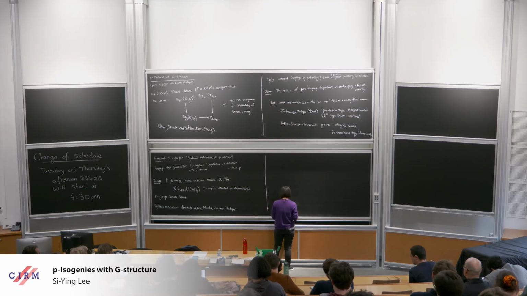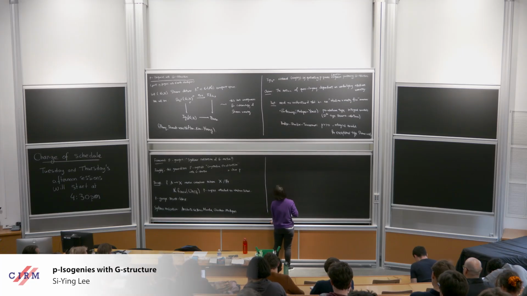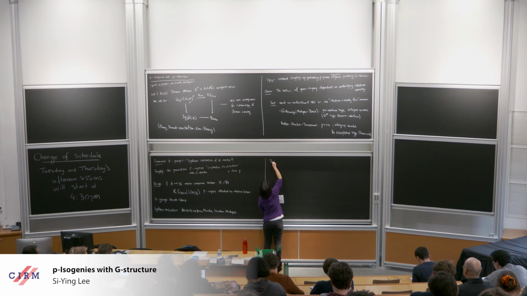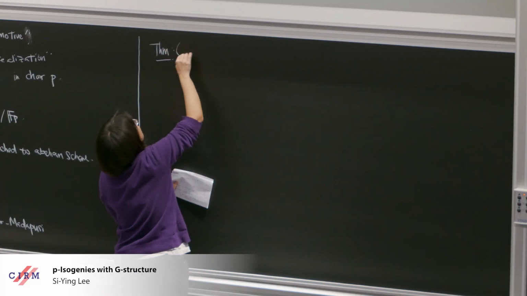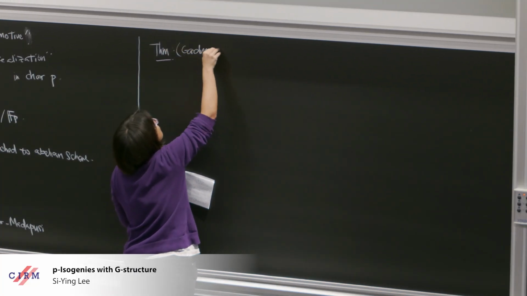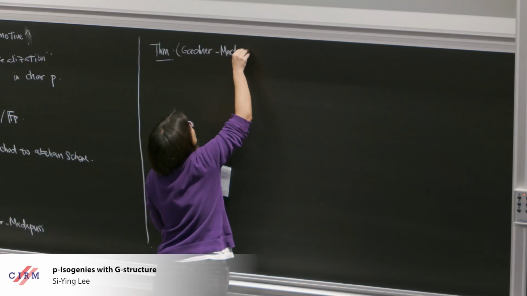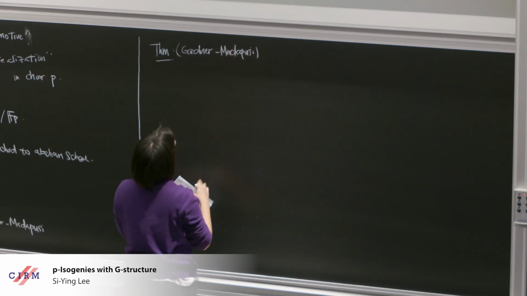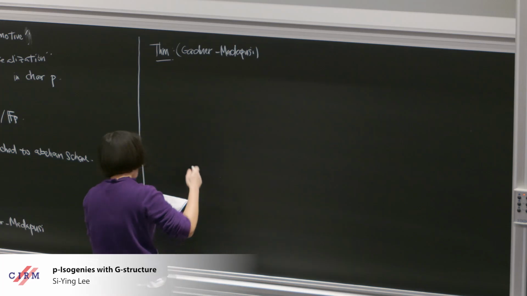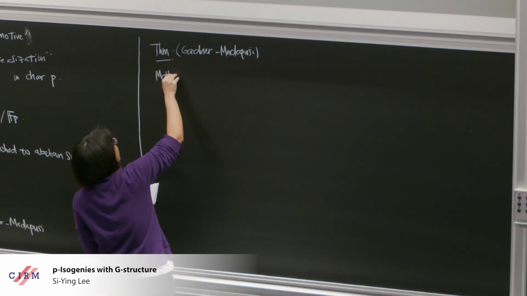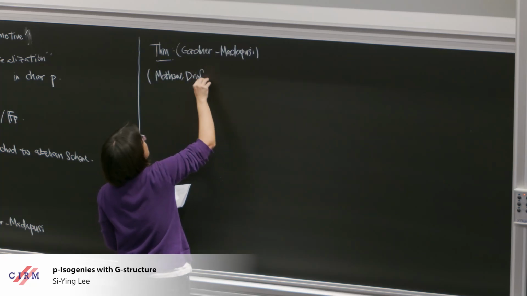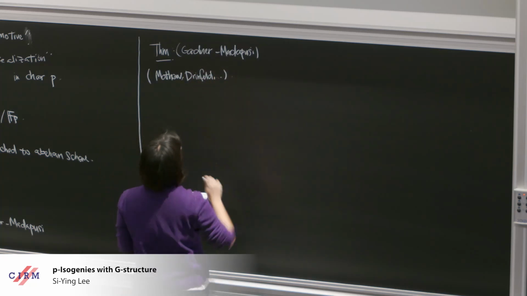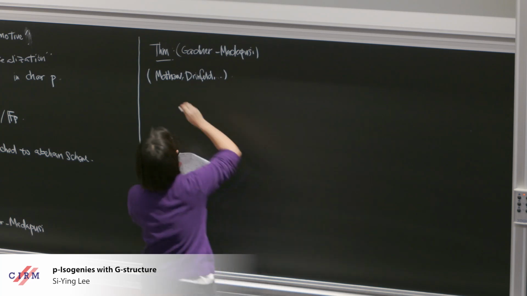So what did they prove? Their theorem is the following. This is in this paper of Gardner and Madapusi. But I think this framework was really conjectured variously by Akhil Mathew and maybe Drinfeld. Okay, so I think they really conjectured this thing, maybe.